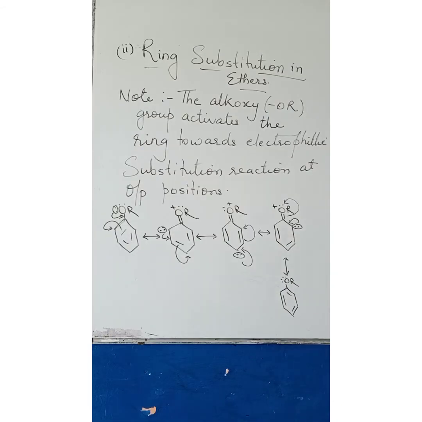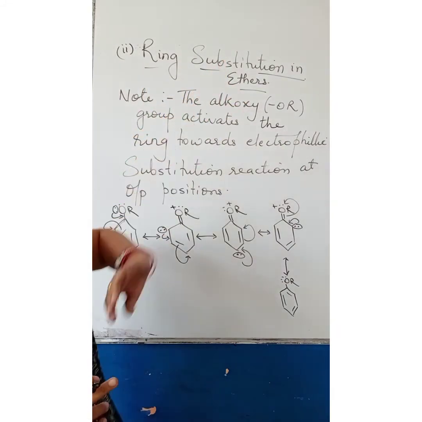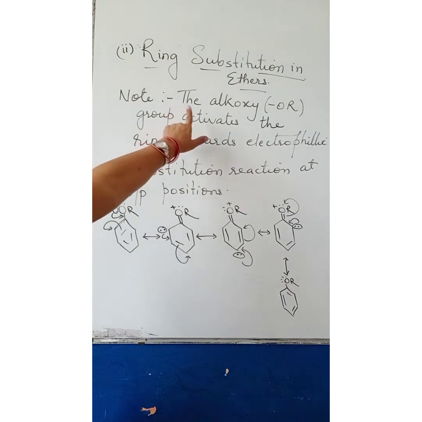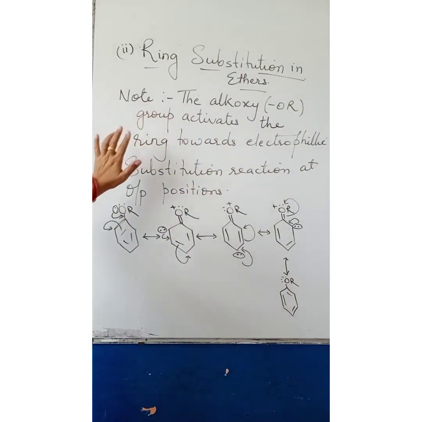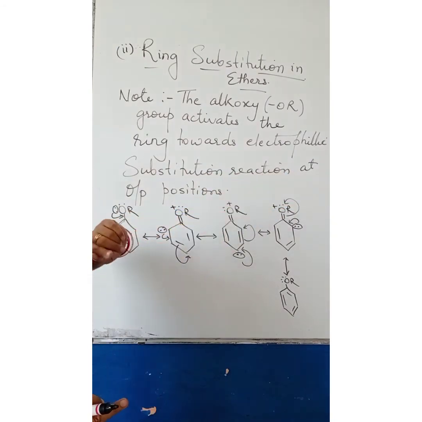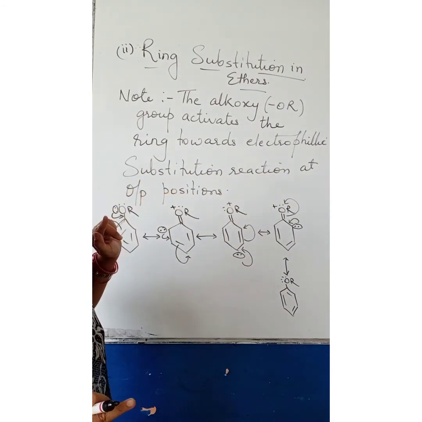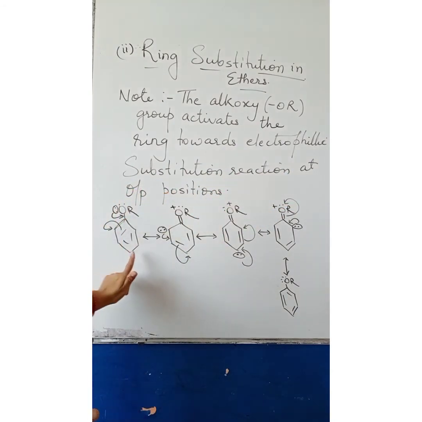The next type of chemical reaction undergone by ether is ring substitution reaction. The alkoxy group activates the benzene ring towards electrophilic substitution reaction at ortho and para positions. This can be explained with the help of resonating structures.